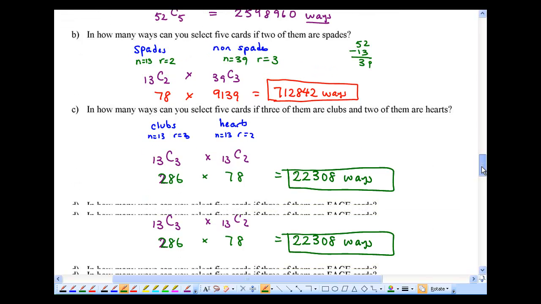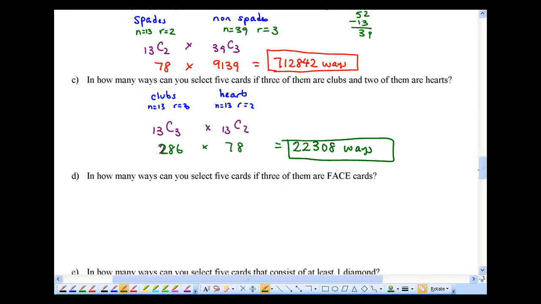How about the next one? 5 cards if 3 of them are face cards. Well, which ones are the face cards? Those are the pictures on it. That's your jack. That's your queen. And I believe your king. So there's 4 of each, right? So total number here would be 12. So really what I'm saying is you got your face cards, you got 12 of them, and you want to choose 3.